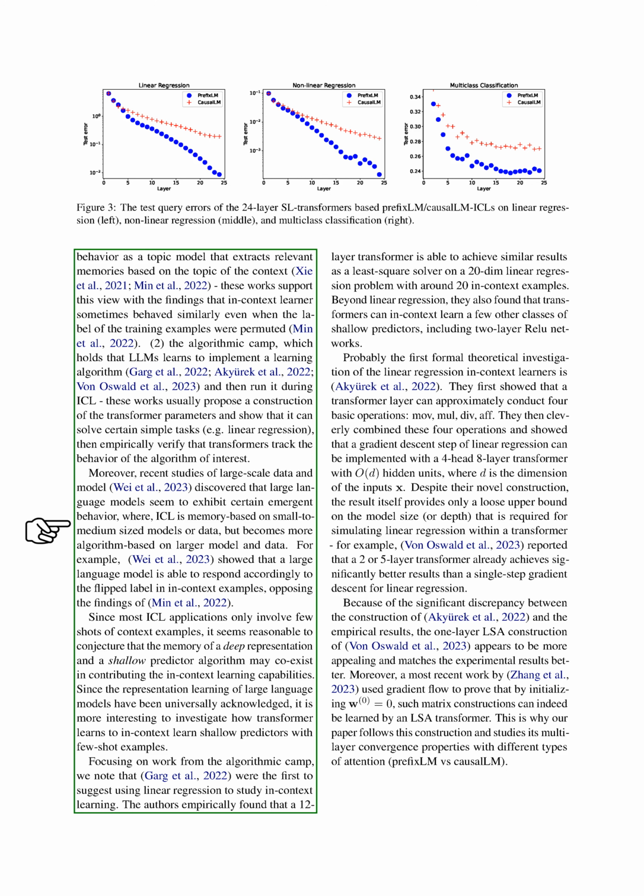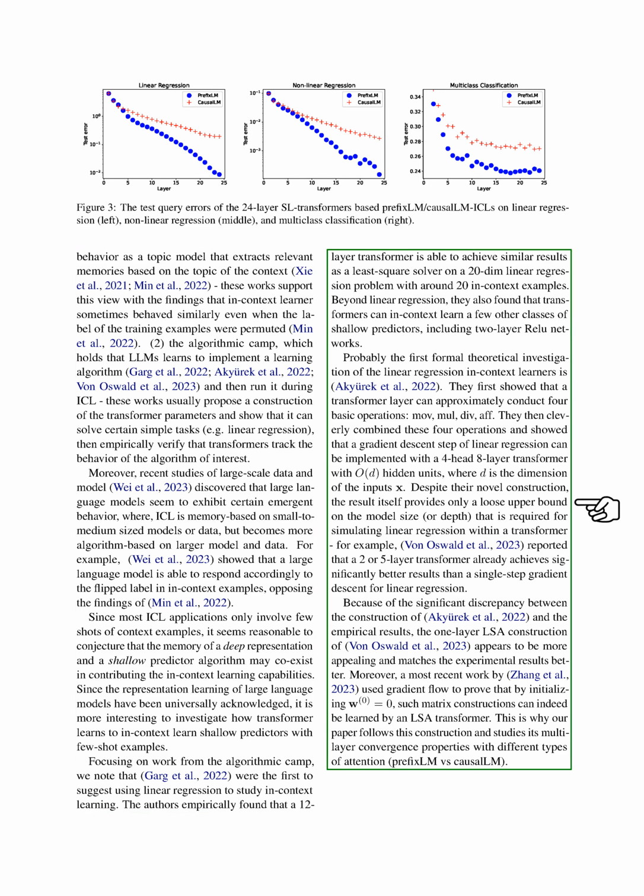Recent studies have found that large language models seem to exhibit certain emergent behavior. For smaller models or data, ICL is memory-based, but for larger models and data, it becomes more algorithm-based. This suggests that both a deep representation memory and a shallow predictor algorithm may contribute to the in-context learning capabilities. The first suggestion to use linear regression to study in-context learning came from a study that found a 12-layer transformer could achieve similar results to a least square solver on a 20-dimension linear regression problem with around 20 in-context examples. This study also found that transformers can learn a few other classes of shallow predictors, including 2-layer ReLU networks.